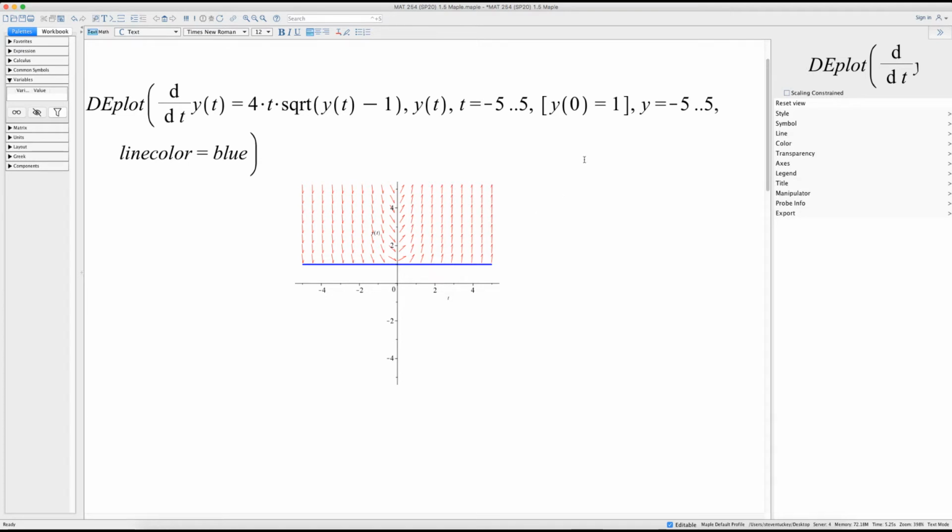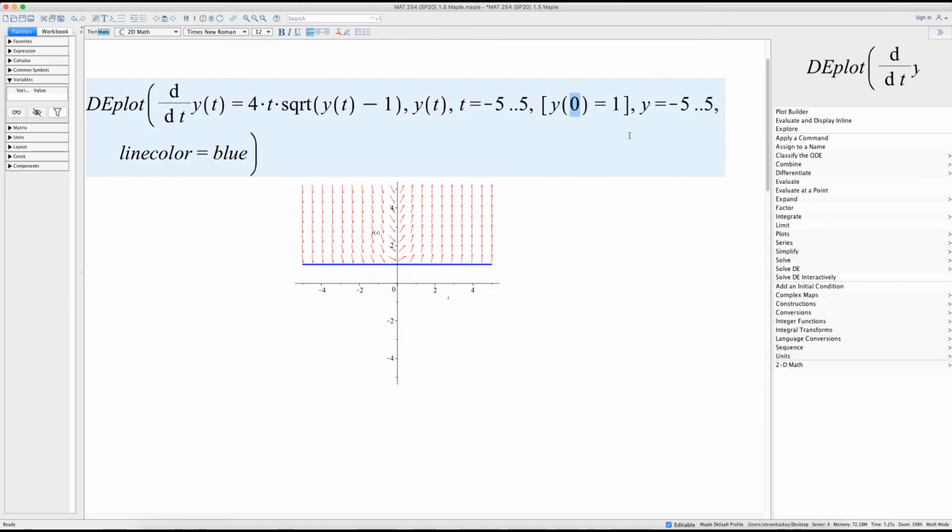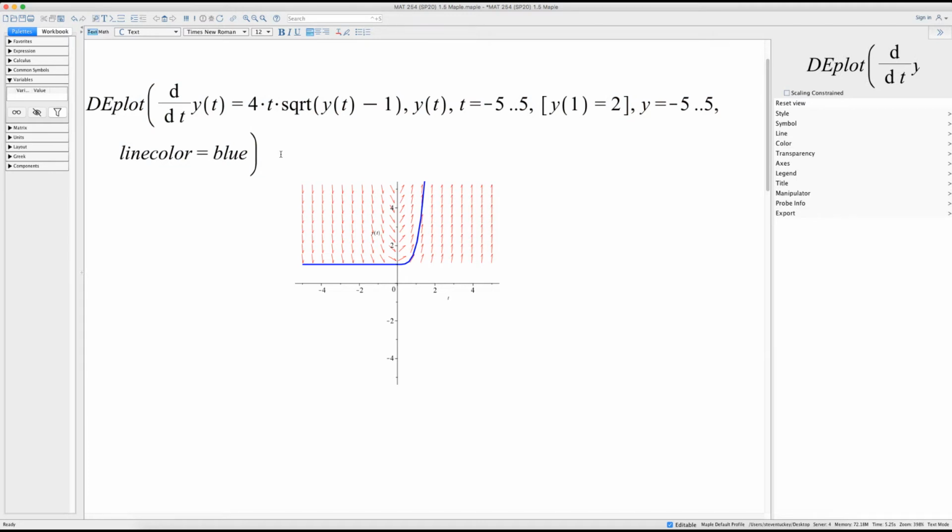Cannot guarantee it. Because if I try something different, like maybe y of 1 equals 2, so y of 1 equals 2, my initial condition right there, I expect a curve that goes up like that and maybe back. But is it going to hit here? Is it going to go horizontal? Is it going to go back up this way on the other side? Well, Maple says, no, it's a curve that looks like this.